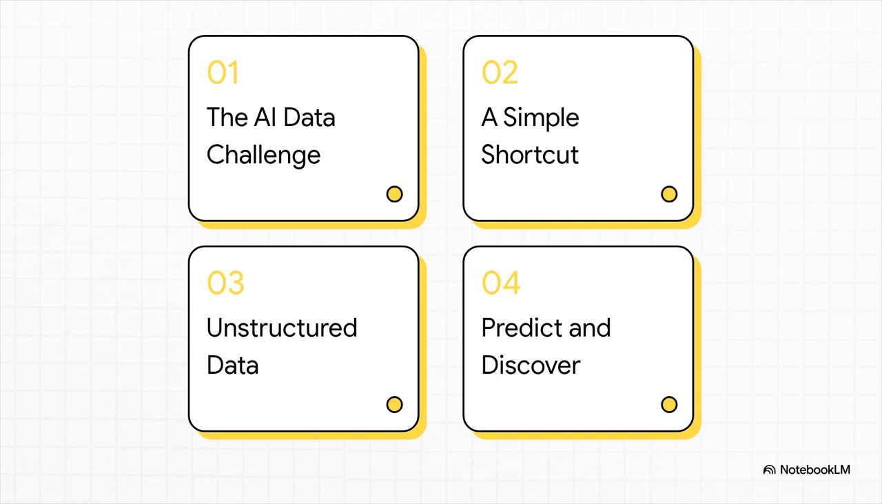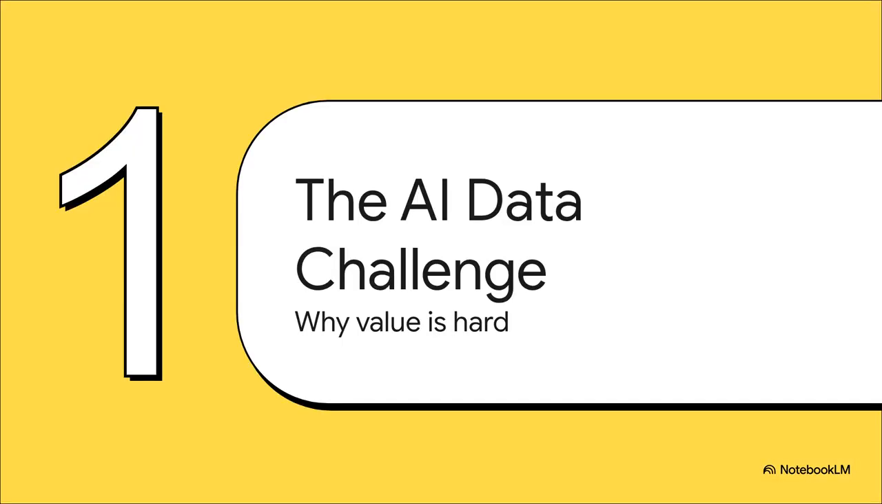So here's our game plan. First, we're going to talk about the big AI data challenge that pretty much every business is facing. Then we'll get to the good part, the simple, powerful shortcut that changes everything. After that, we'll dive into how you can finally make sense of all that messy, unstructured data. And to wrap it up, we'll see how you can use this to predict the future and find those hidden gems in your data.